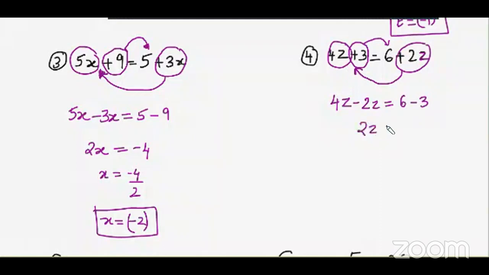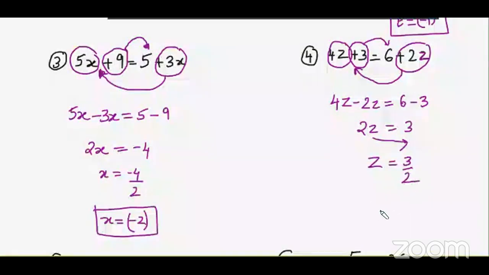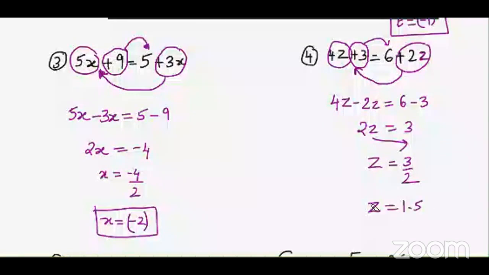Now what? Yes, the 2 will be divided. Right? So you'll get z is equal to 1.5. Okay? Right? Let's go for the next one.